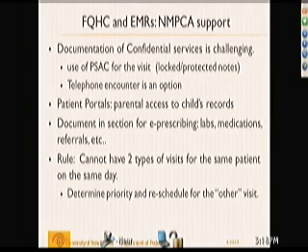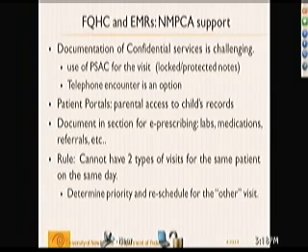So I can't report any new solutions to these issues. It's going to take a while for people to figure it out. But I did learn for FQHCs that if they go into the e-prescribing section, that's where they can ensure that labs, medications, and referrals can be documented and kept confidential.